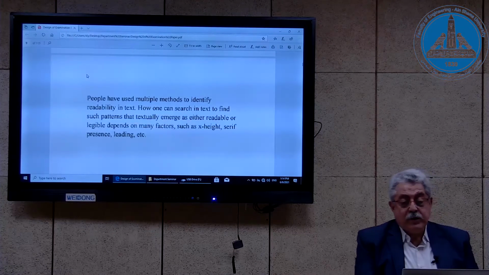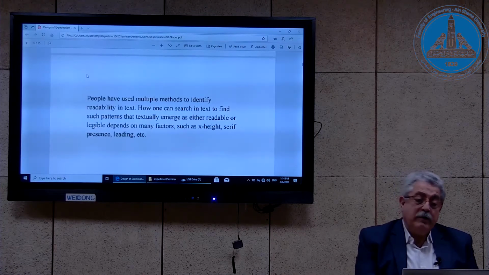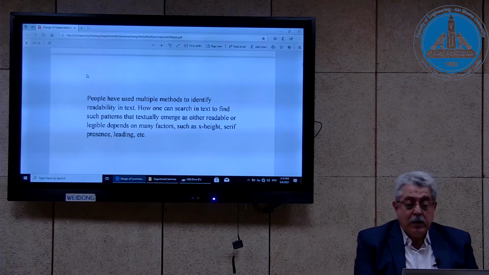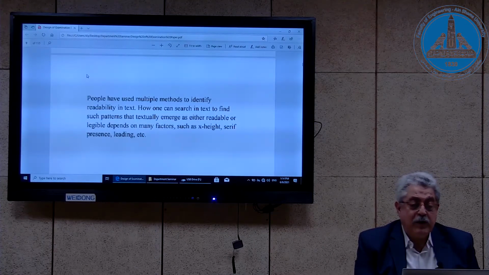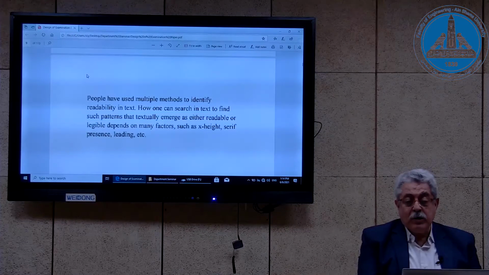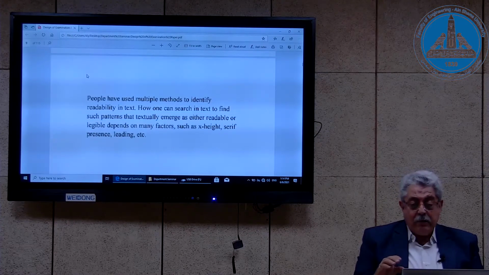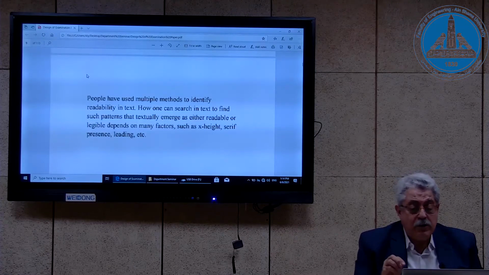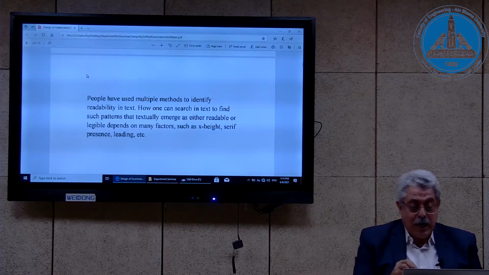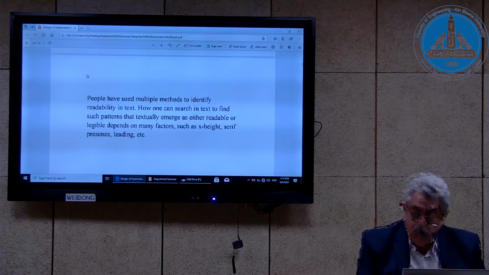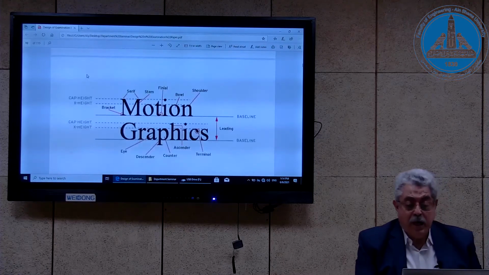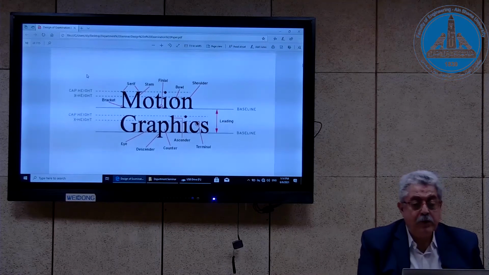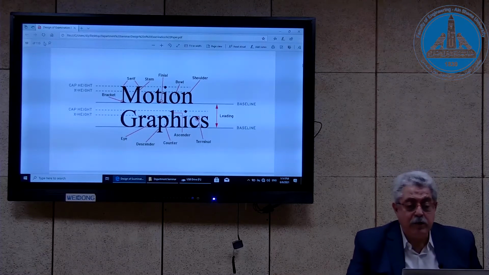People have used multiple methods to identify readability in text. How one can search in text to find such patterns that textually emerge as either readable or legible depends on many factors such as x-height, serif presence, leading, etc. And the last 3 words here have to do with typography. This is why I'm giving you this slide here to show you some definitions mentioned in the previous slide.